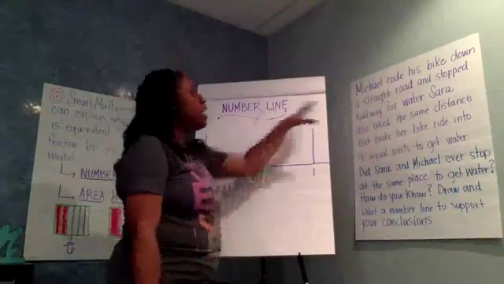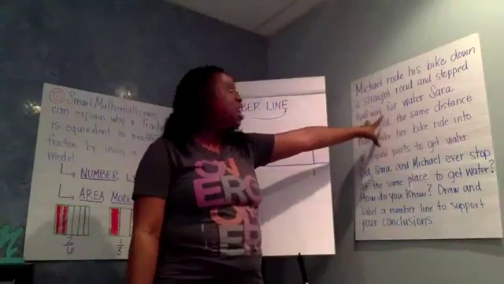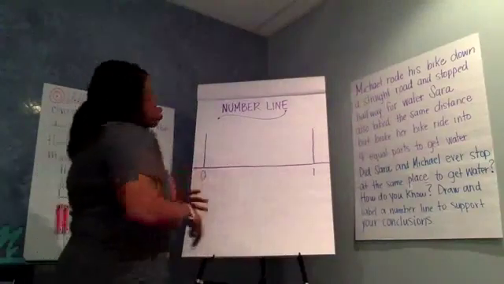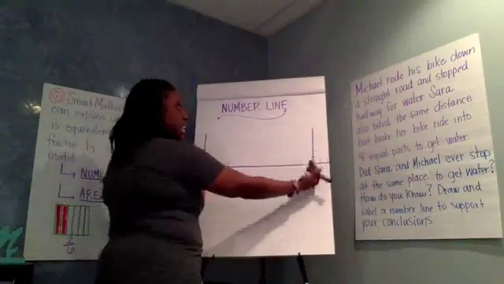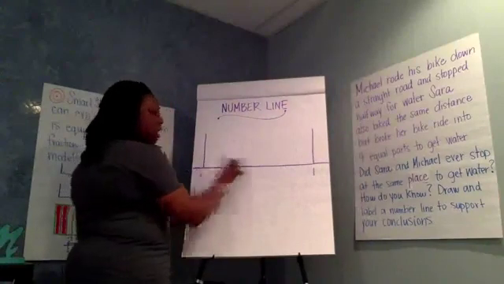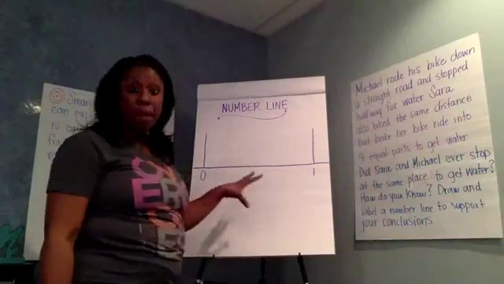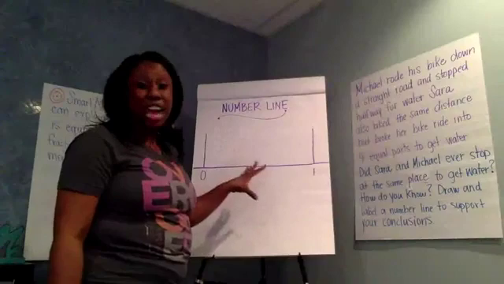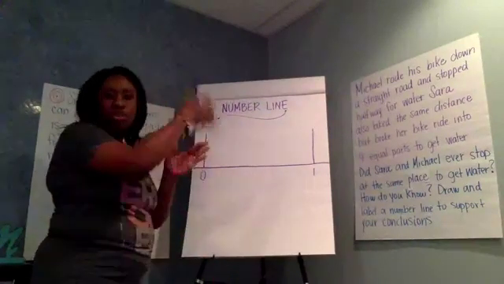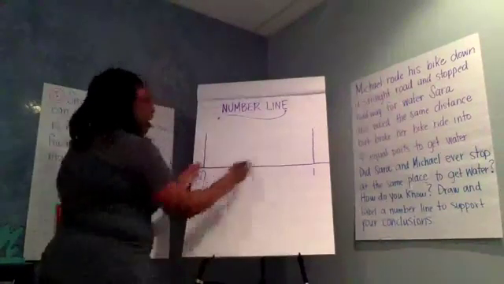So number 1, it says Michael rode his bike down a straight road and stopped halfway for water. Okay, so how would I show that on this number line? He went from here to here, but he stopped halfway for water. Now I already counted from here to here, and it's 20. I highly recommend that you get some grid paper. This will really help your child solve fractions on a number line more easily, because it has the actual squares and lines that they can count and identify where the points are. All right, so from here to here is 20.